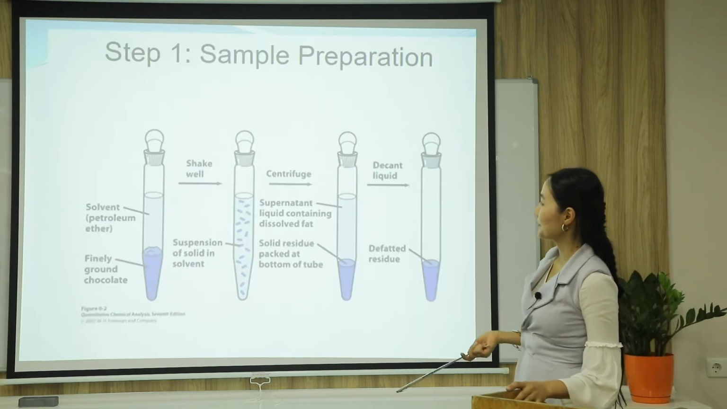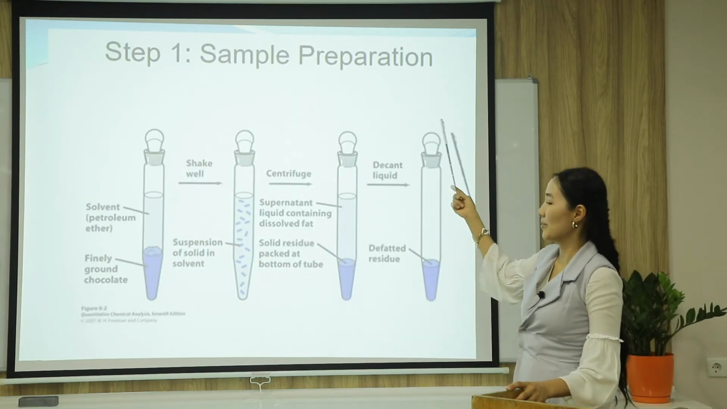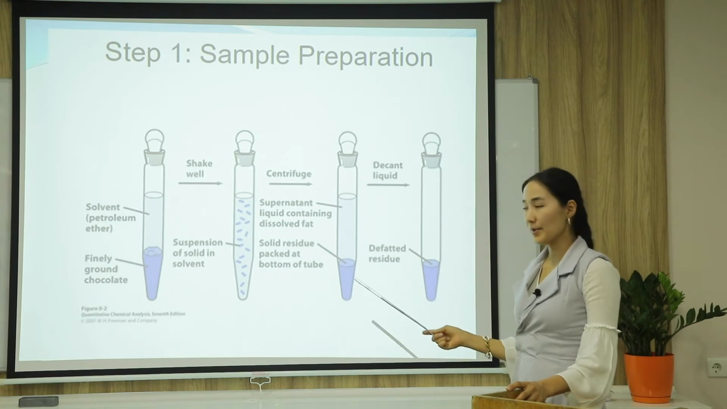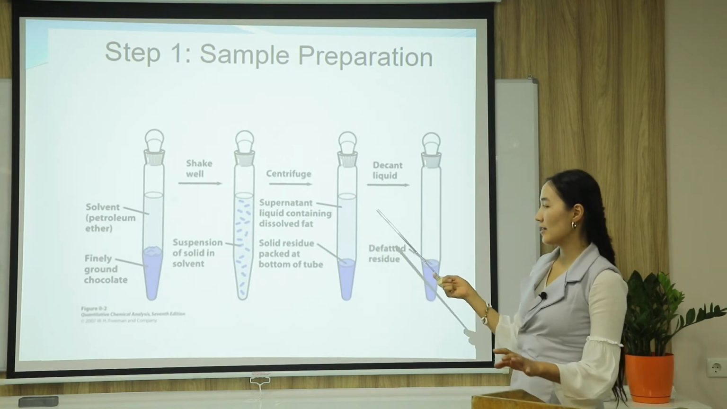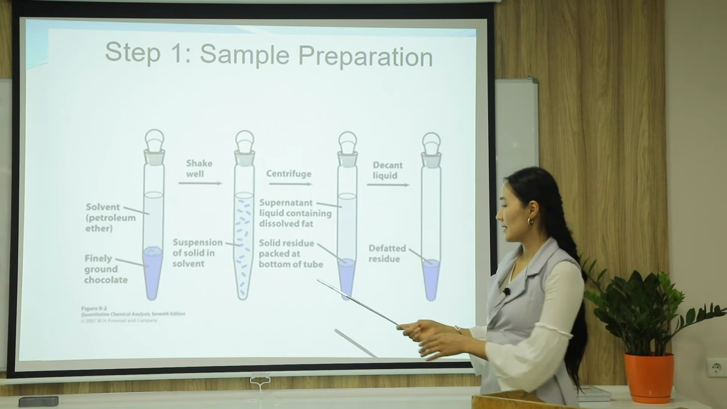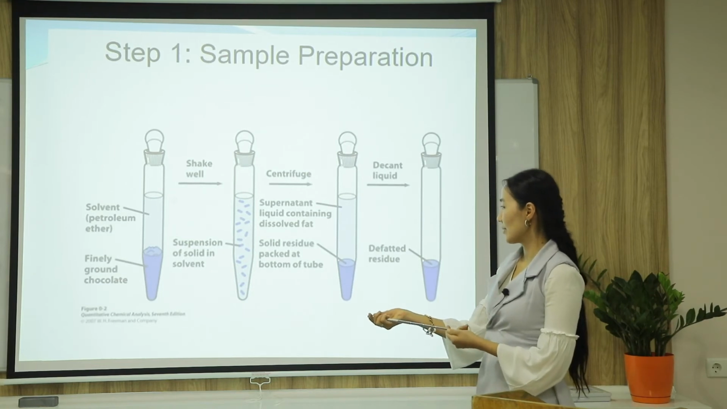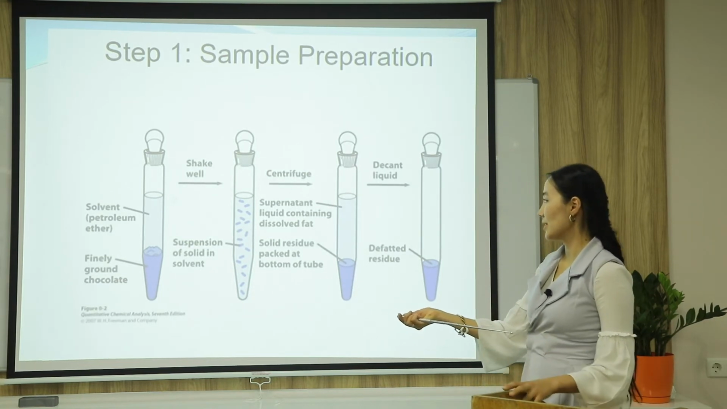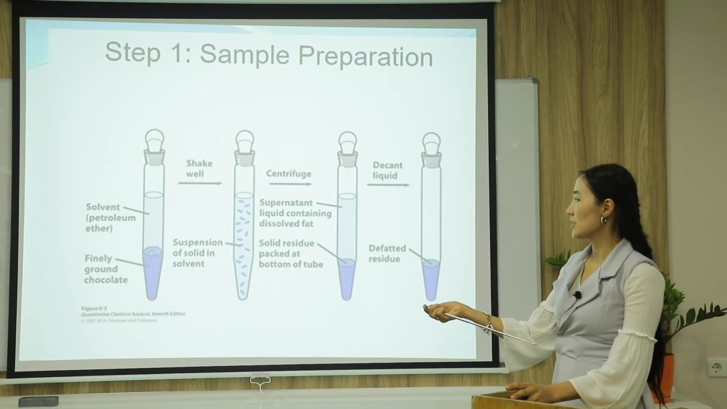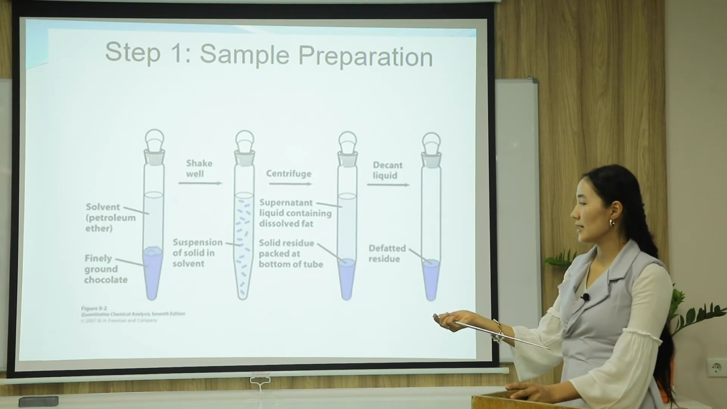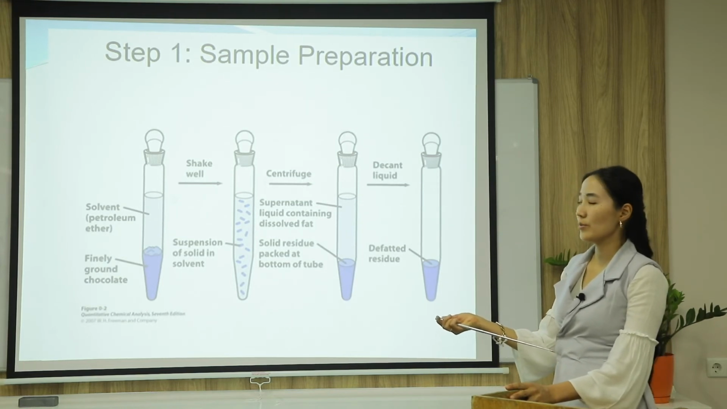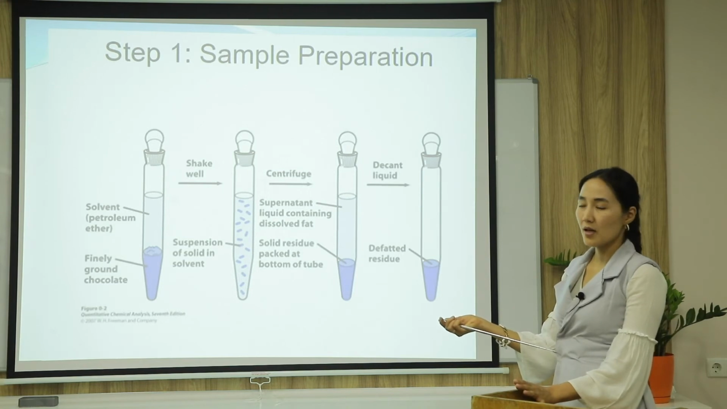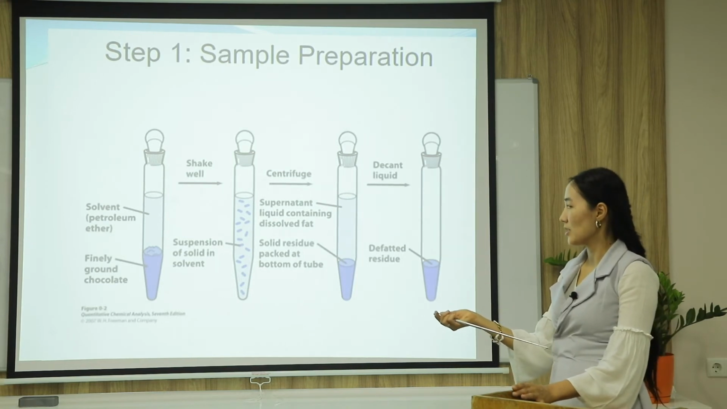Please, next. So step 1, sample preparation. We are taking the sample. First of all, we finely grind the chocolate. You can see from here, this is the finely ground chocolate. And also this is the solvent. We can take different types of solvent, it may be ether, petroleum ether, or another one.